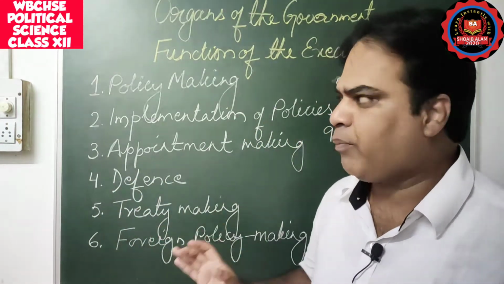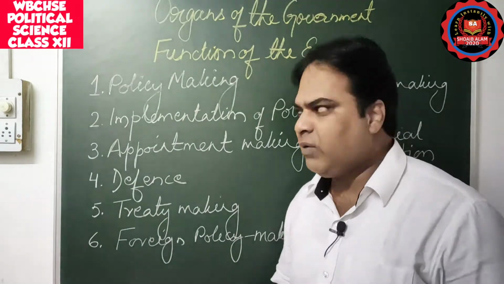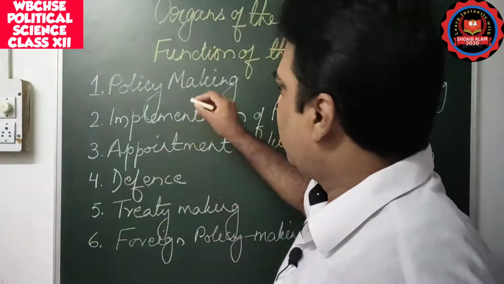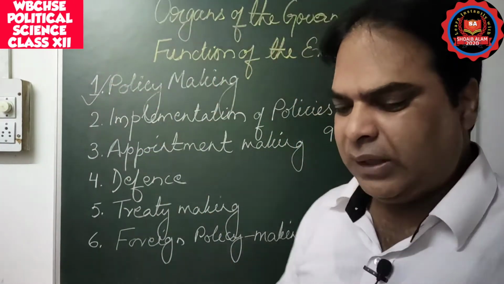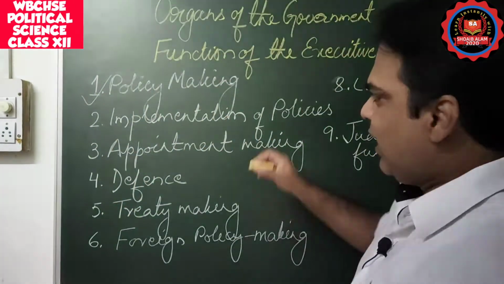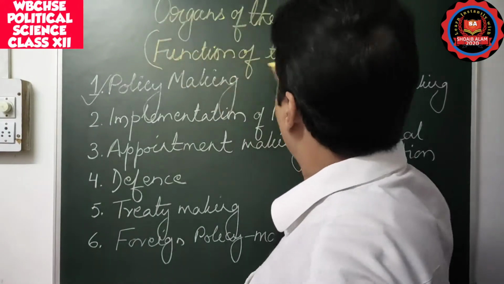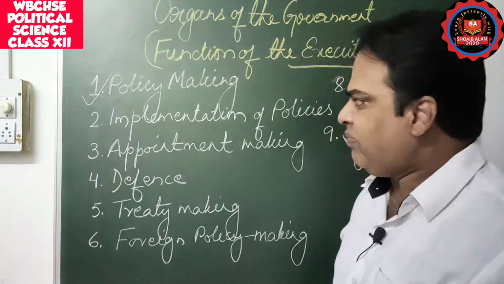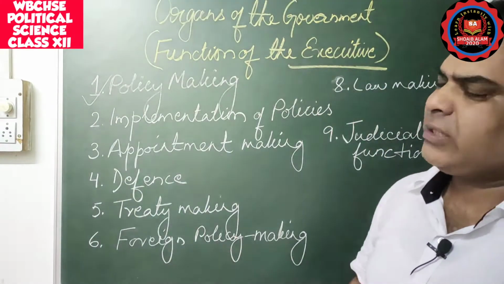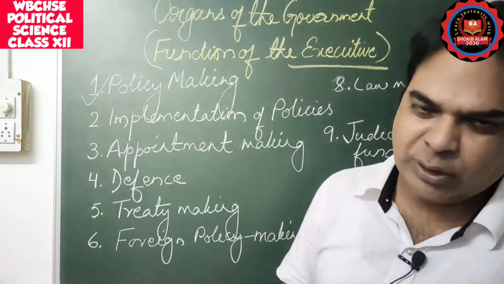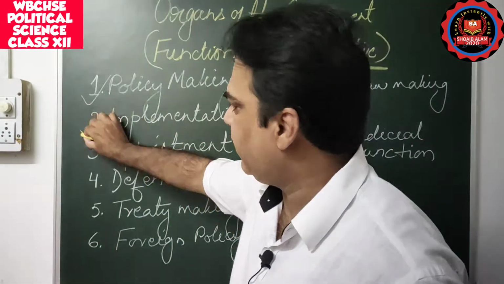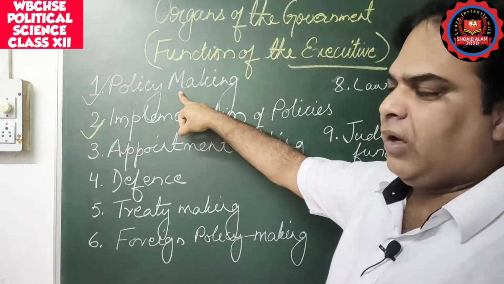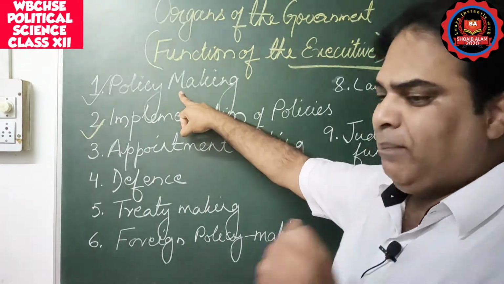So the first and foremost important function of the executive is to make policies. Let me remind you again, we are discussing the functions of the executive. Now the next important function of the executive is implementation. Definitely once the policies are framed, made and checked, now the turn is to implement them.